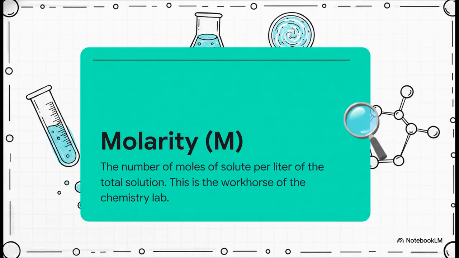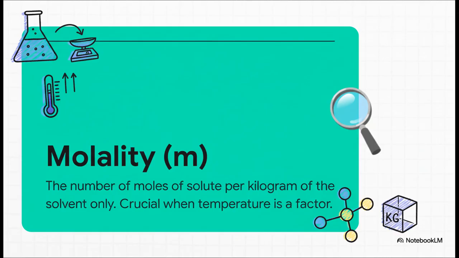Okay, first up is molarity, with a capital M. This is the absolute workhorse of the chemistry lab. It's super straightforward. It's the number of moles of your stuff, your solute, divided by the total volume of the final solution, measured in liters. Next, we've got molality, with a lowercase m. Now, I know it sounds almost identical to molarity, but there is one tiny difference that is a huge deal. Molality is the number of moles of solute per kilogram of the solvent you started with.